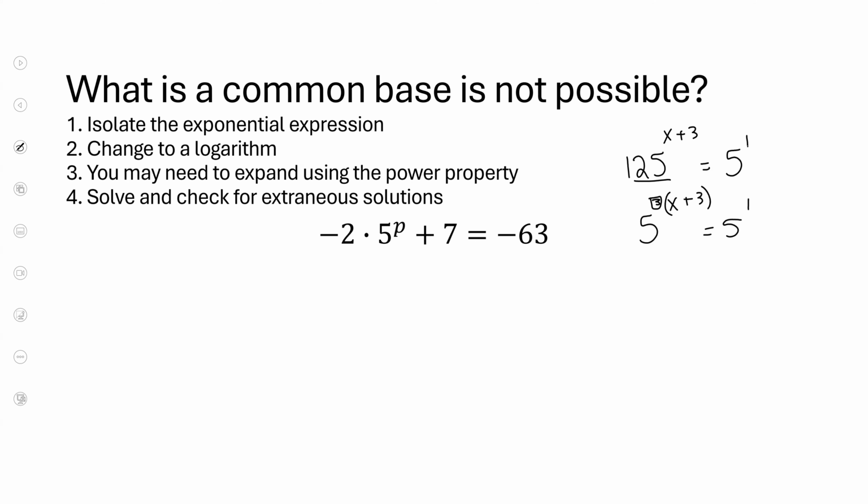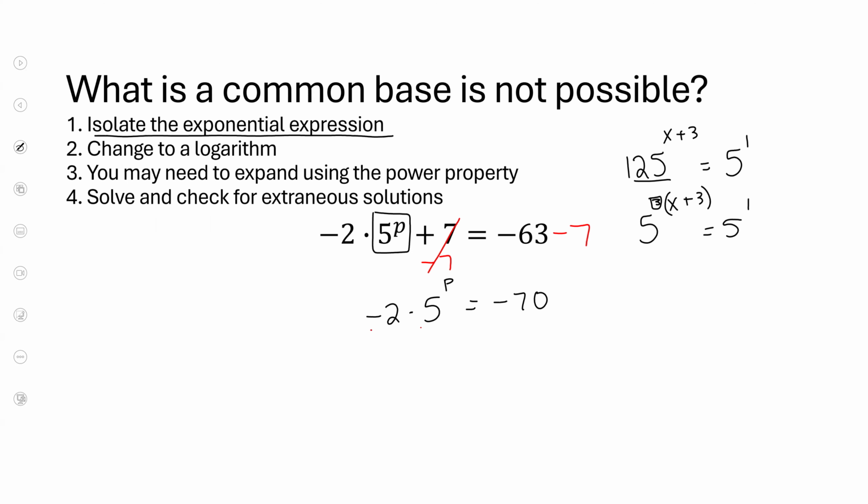Okay, so these problems, you're not going to be able to manipulate it to where you get the same base. So the first step is we're going to isolate the exponential expression. This is the exponential expression. I want that part by itself. So first, I'm going to subtract 7 from both sides. I'm left with -2 times 5 to the power of p equals -70.